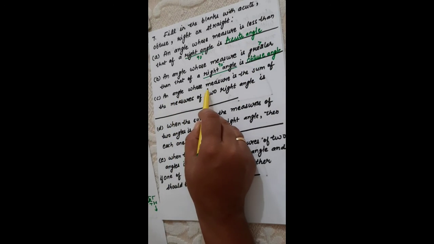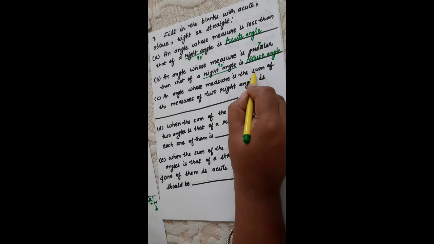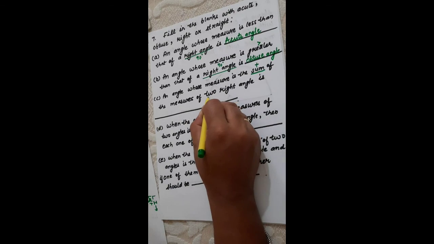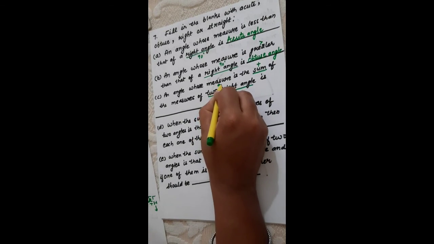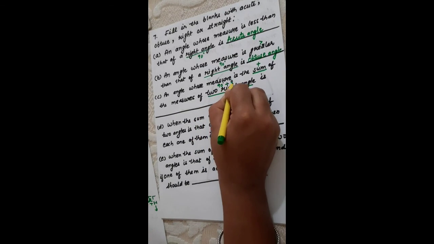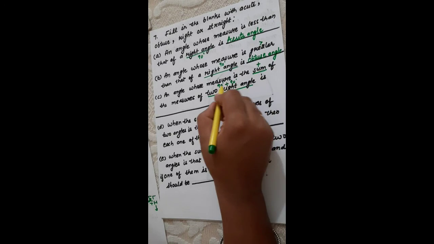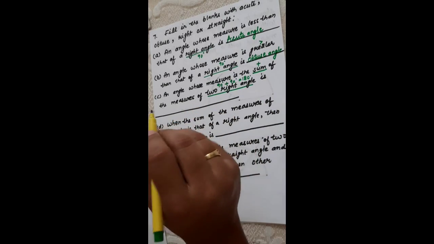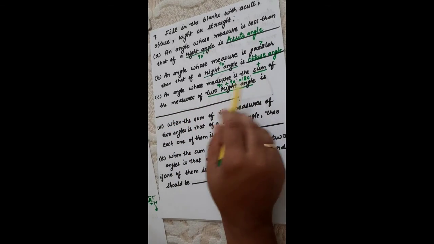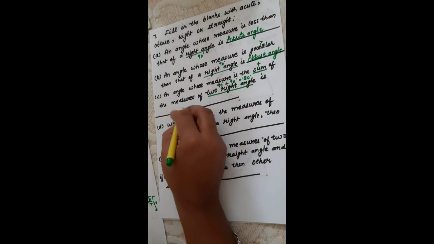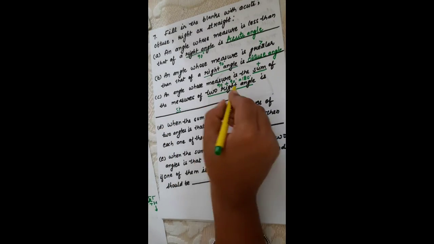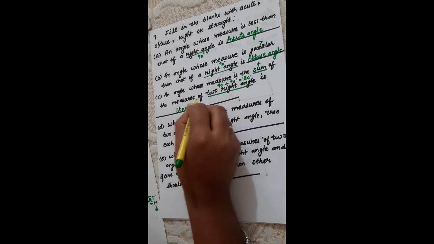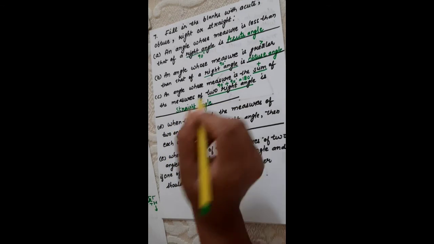An angle whose measure is the sum of the measure of two right angles. Two right angles means 90 plus 90. Sum is given to you. 90 plus 90, we will get 180. So an angle whose measure is the sum of measure of two right angles is straight angle, because 90 plus 90 I will get 180. So here I will get straight angle.